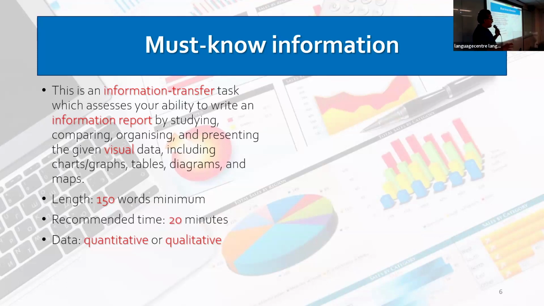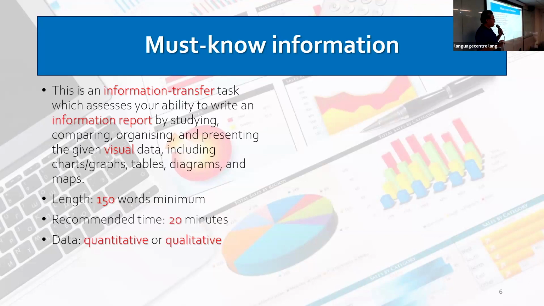So as I've said, the data can be quantitative or qualitative. What do I mean by that? Quantitative data would be something like a table or a chart or a graph. There are always numbers accompanying the data. So you need to study the visuals and the numbers as well, and then you report them accurately in your information report.